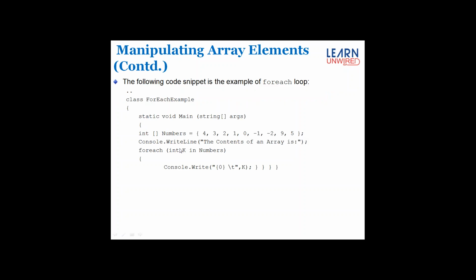Here we can see that suppose we have an array of numbers. We may write foreach integer k in numbers. So what will C# do internally? It will visit numbers, and k will have the numbers 4, 3, 2 like this, one by one. So we are displaying the elements one by one.